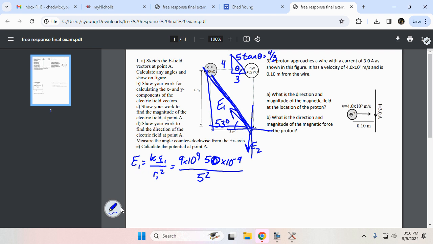And I'll probably give you numbers that are really easy. Those cancel. This is a 25, so it leaves 2 up there. So that gives me 18 newtons per coulomb. I do give you nice round numbers for this one, okay?